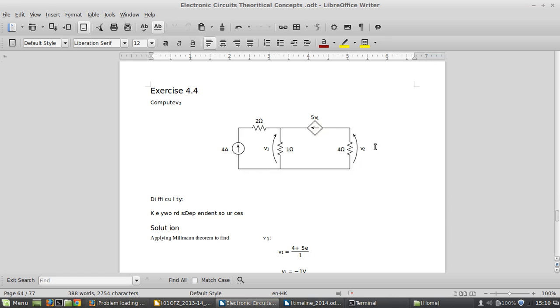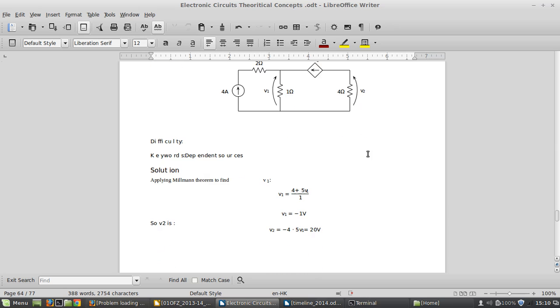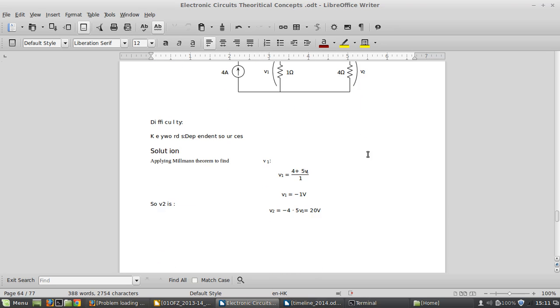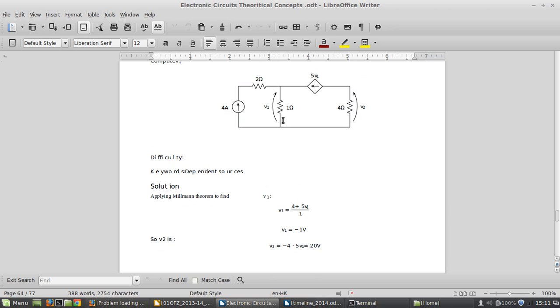For now let's go for the next exercise, and in this exercise you guys have to find V2. For finding V2, what you have to be careful about is what V2 is. Let's check out the situation here. We also have dependent sources here, a dependent current source, but it is dependent on a voltage here, so it's a voltage dependent current source.